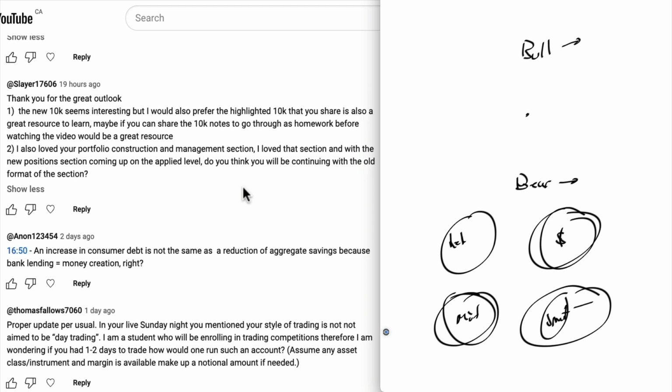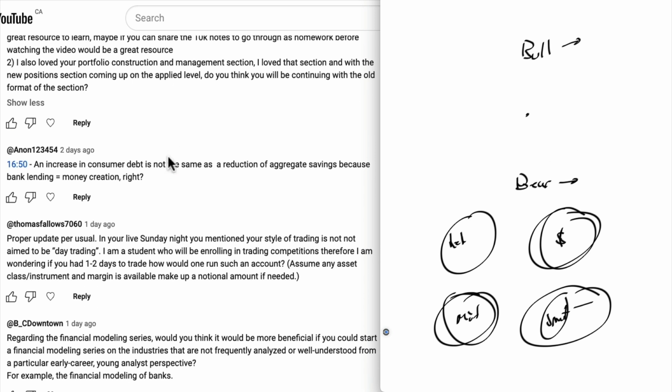Portfolio construction management, a little section with the new position section coming up on implied level. Do you think you will be continuing with the old format of this section? There are some new trades coming up for portfolio construction. You just need certain context to get certain trades done. So I still have more trade setups to show you, but unless you have the setup, it's hard to show the trade, other than theoretically on a screen. But you want to actually show it in action. So there'll be more this fall.